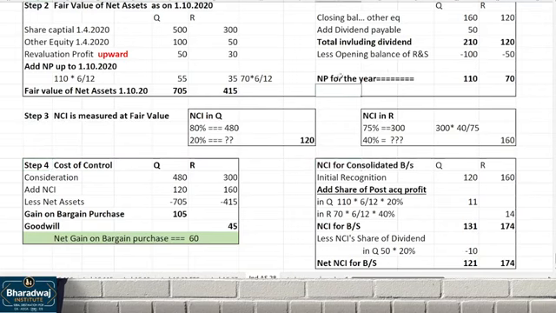Post acquisition profit is pre-acquisition, the 6 by 12. 55 and 35 are post-acquisition profit, the 6 by 12, remaining 6 months.